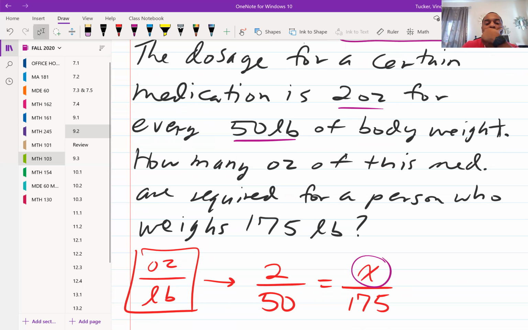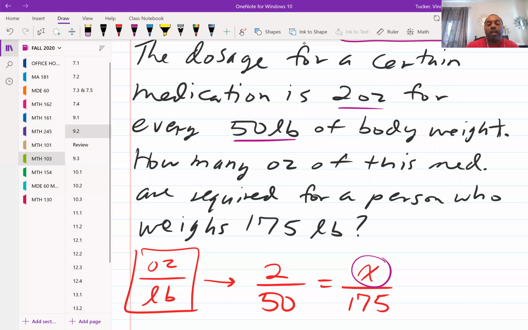Once again, you look at your initial relationship, which is ounces to pounds. It says 2 ounces for every 50 pounds of body weight. So I decided to set my relationship up as ounces over pounds. If you want to do pounds over ounces, feel free. Whatever you do, you have to stay consistent throughout your proportion. So I did 2 over 50.